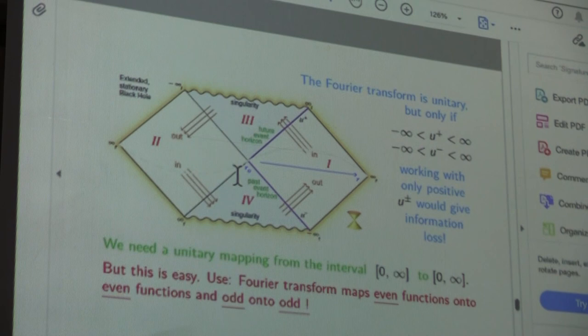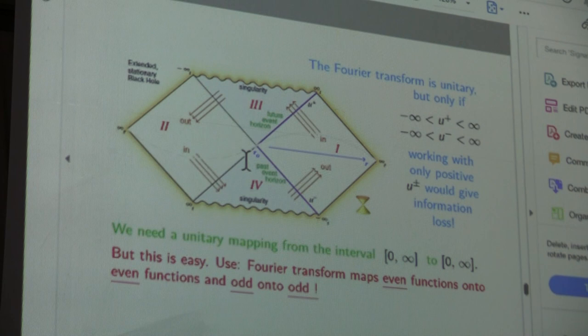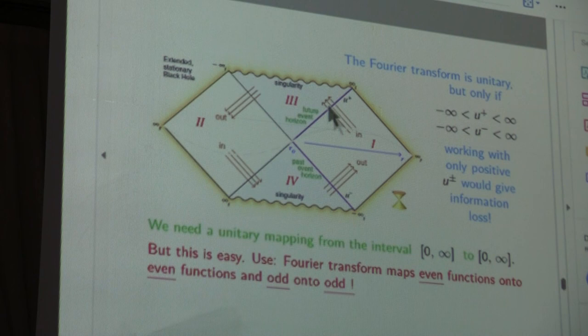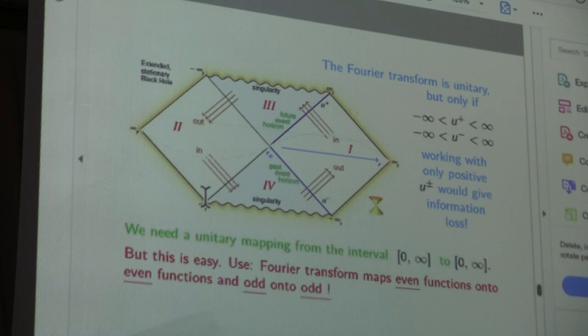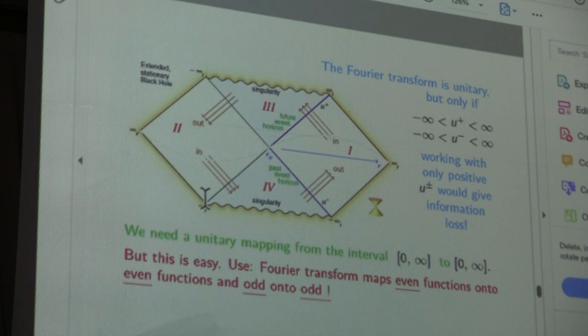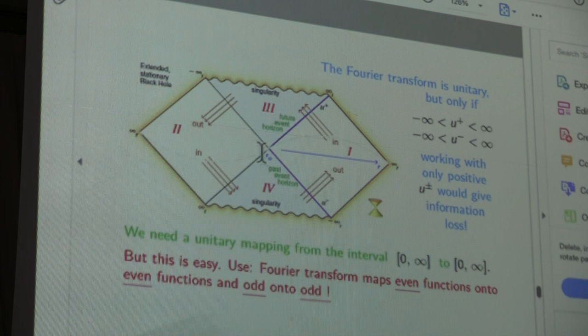But I can do something else. I can say, wait a minute, let's take only all wave functions which are even on this coordinate u plus. So take the function which goes from here to here, and the function from here to downstairs here is the same function. Let's put that as a constraint, the even wave functions. Now, what does a Fourier transform of an even function do? It becomes also an even function. So if I do this for the ingoing particles, the same will happen automatically for the outgoing particles.